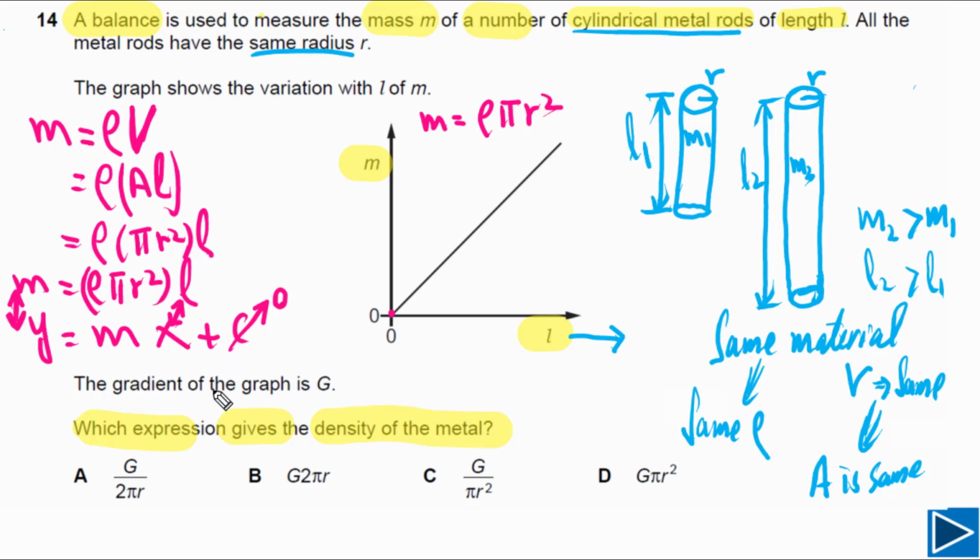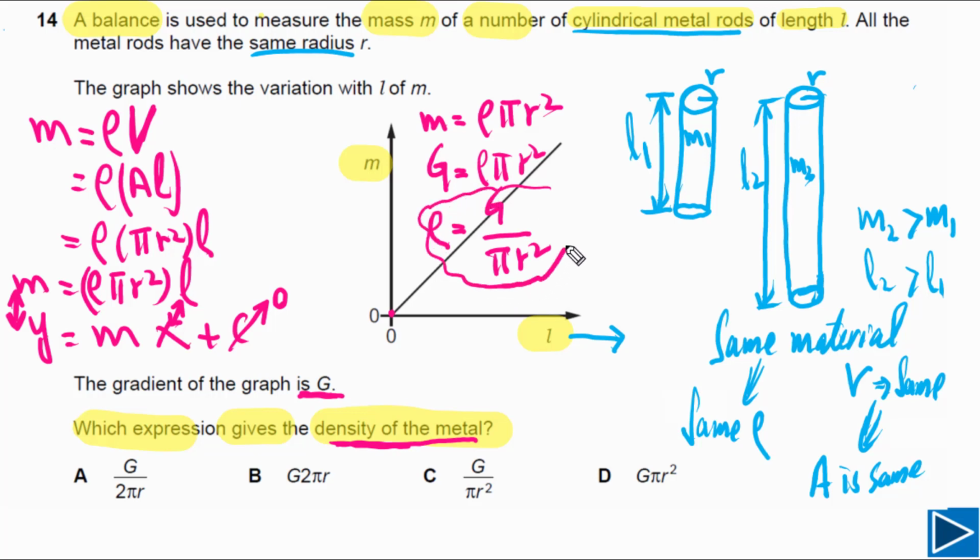For this question, it is given to us the gradient of the graph is equal to capital G. It simply means that we have to replace m with capital G. So this is the gradient, and the value of the gradient here is equal to capital G. So this is pi r squared. We need to find an expression for the density of the metal. So rho is the density. Simply we need to rearrange, then we can write down rho is equal to capital G divided by pi r squared, and this is the expression for density. That's the answer. So this is our final answer.